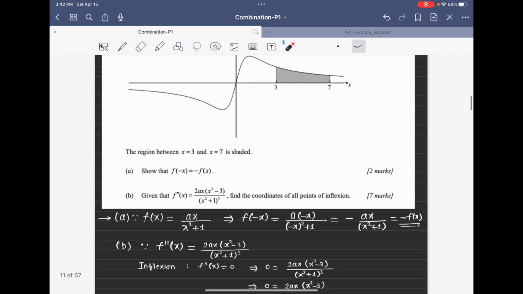The region between x is equal to 3 and x is equal to 3 is shaded below the curve. Show that f of minus x is equal to minus of f of x.